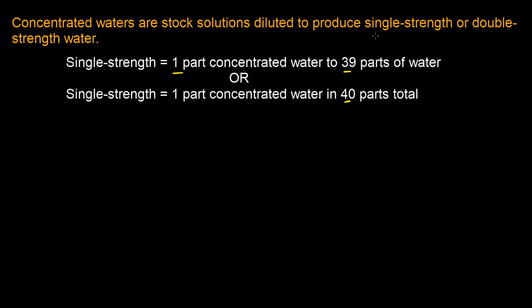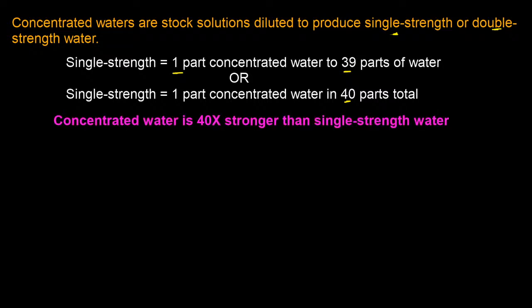Now, we've dealt with single strength, but what exactly is double strength? But before we do that, it's important to understand that when you have a single strength, the relationship between the concentrated water and the single strength is a 40 times relationship. So your concentrated water is 40 times stronger than a single strength water. All this information that I'm presenting right now is something that you really need to have stenciled in your mind, because we'll be drawing upon this rich information set to solve the questions down the line.